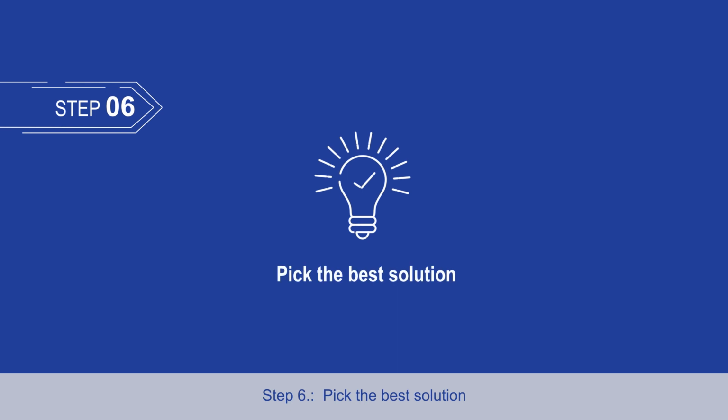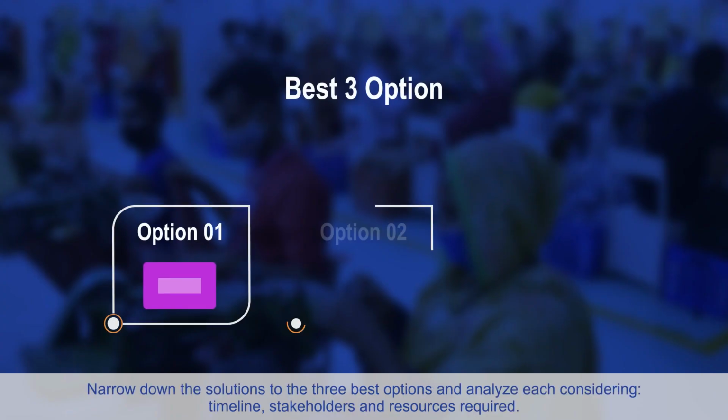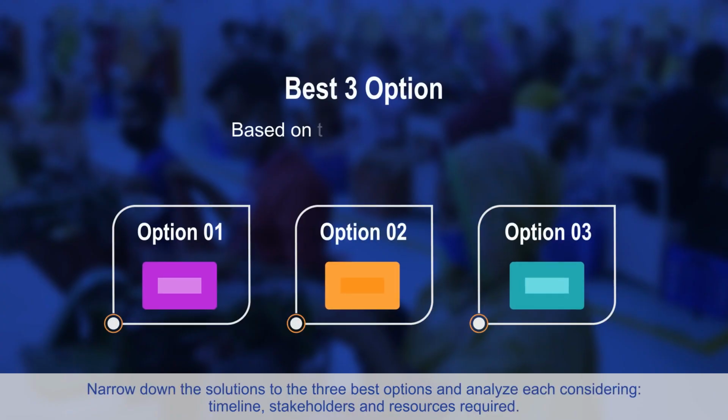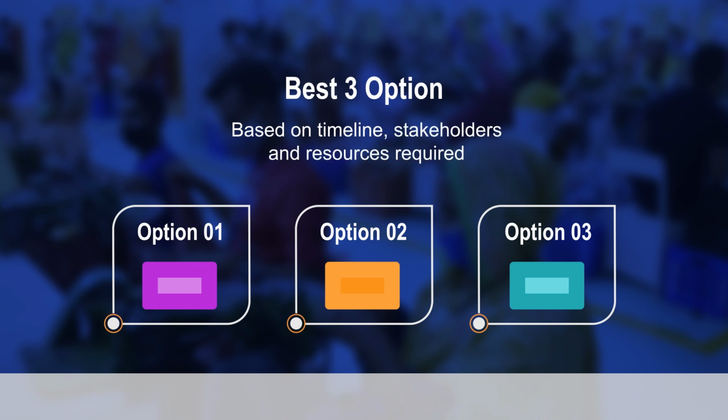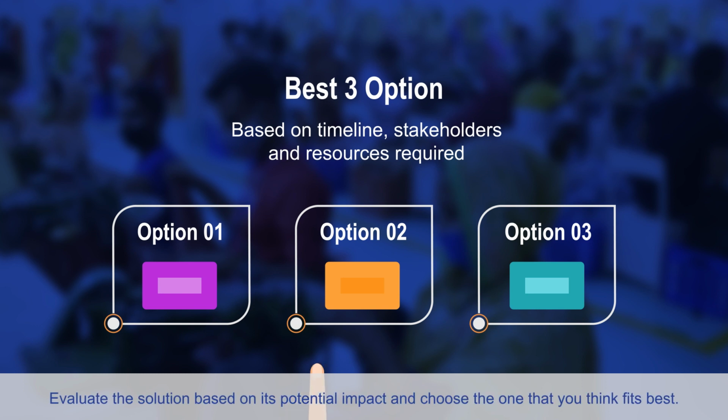Step 6. Pick the best solution. Narrow down the solutions to the 3 best options and analyze each considering timeline, stakeholders, and resources required. Evaluate the solution based on its potential impact and choose the one that you think fits best.